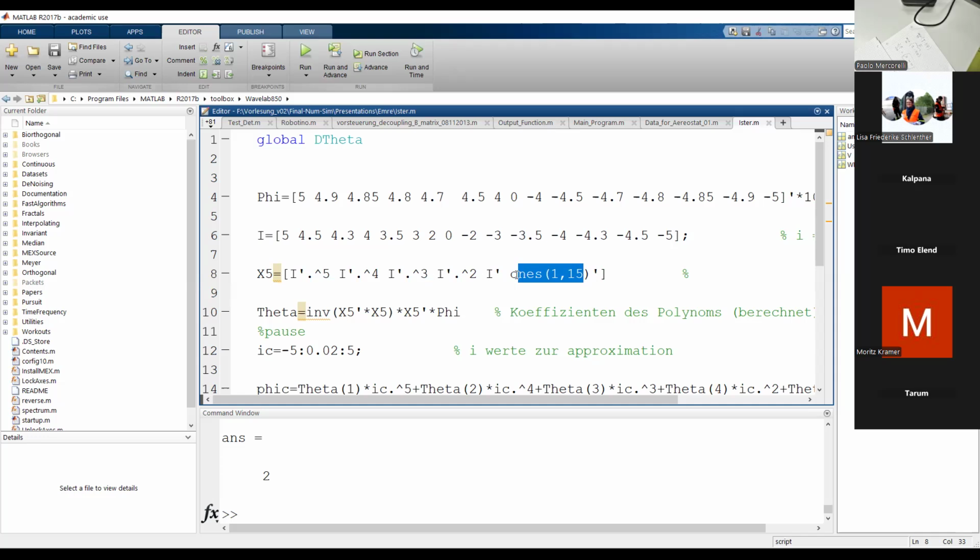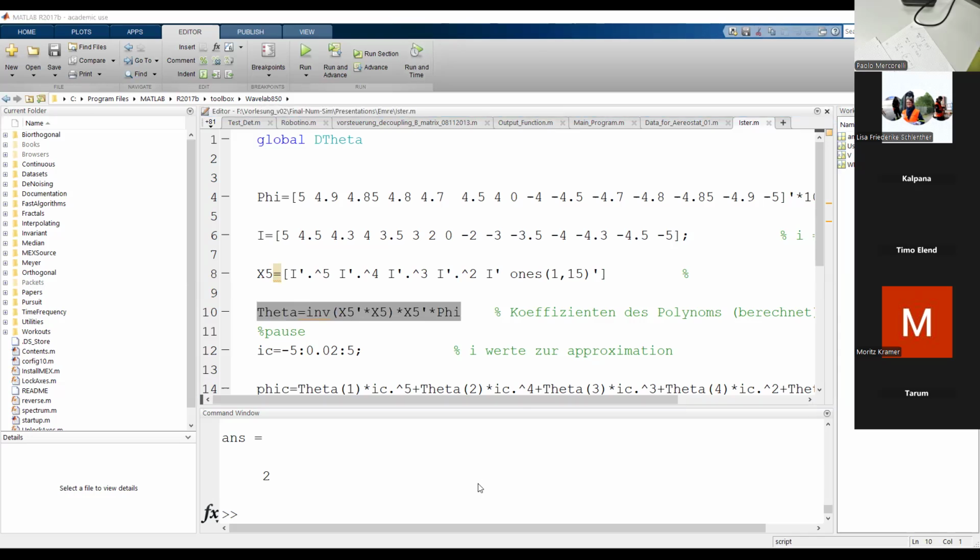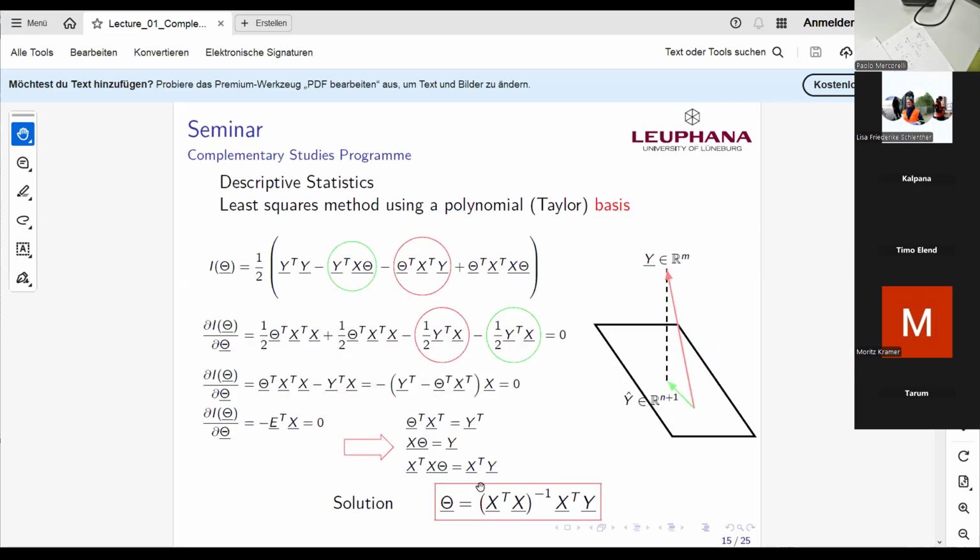Look at line 10. Line 10 is the solution. Line 10 is the copy of this solution here. You remember in MATLAB, the inverse of X5 apostrophe, transposition, multiplied by X, inverse, up to -1. We reflected this separability concept.